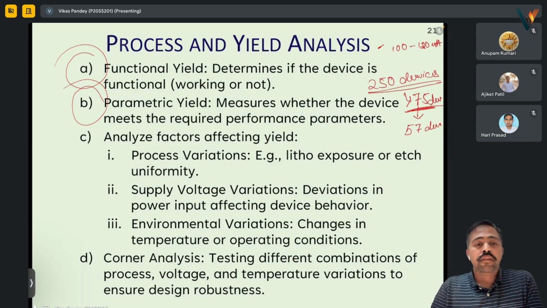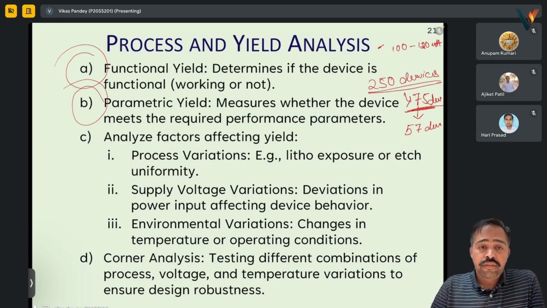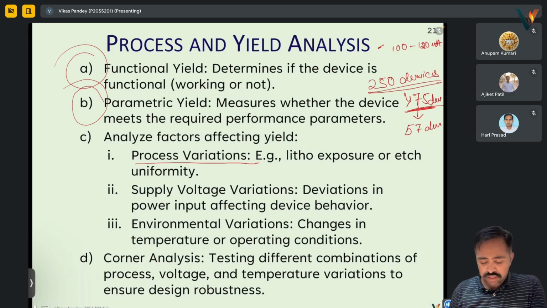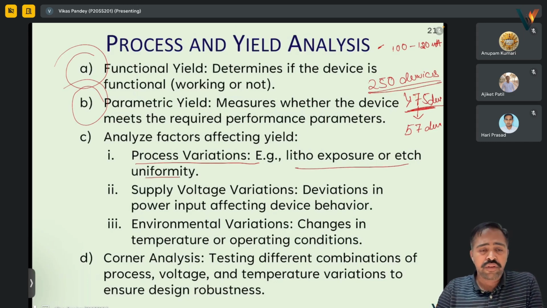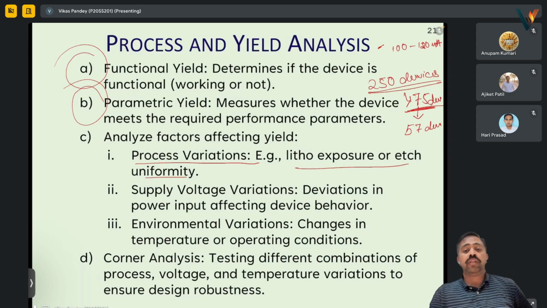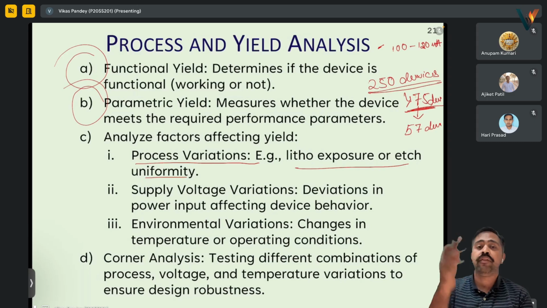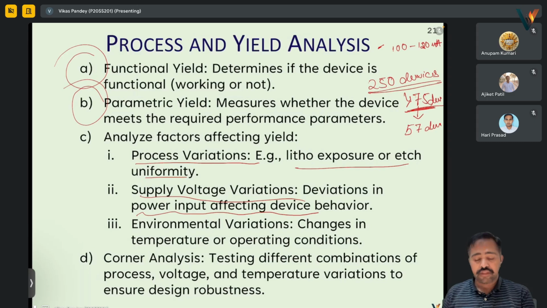Okay. So what are the factors? One is process variation, like lithography exposure or etch uniformity. Supply voltage variation. When we have made the devices and we are testing, there also, if the supply voltage is varying, so this will also affect the device behavior.